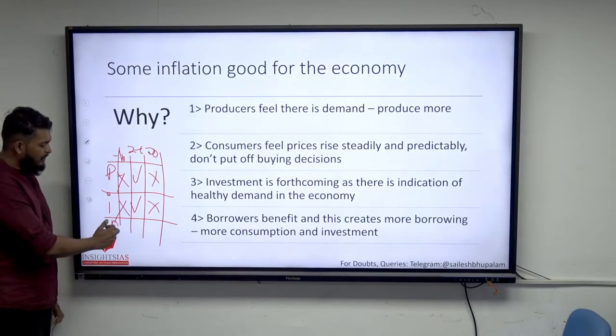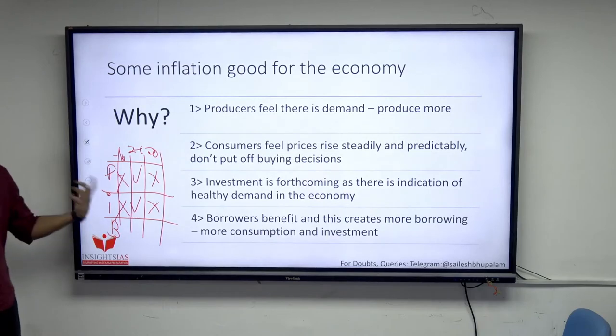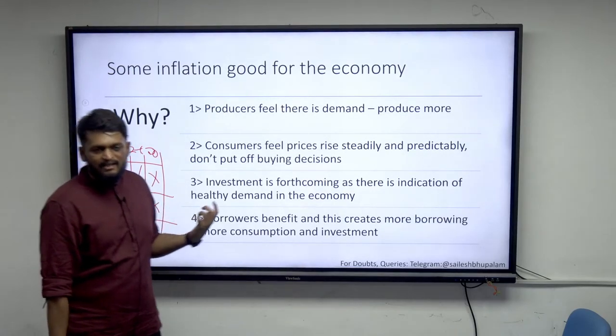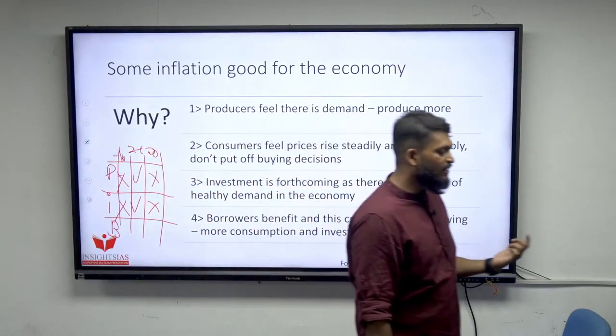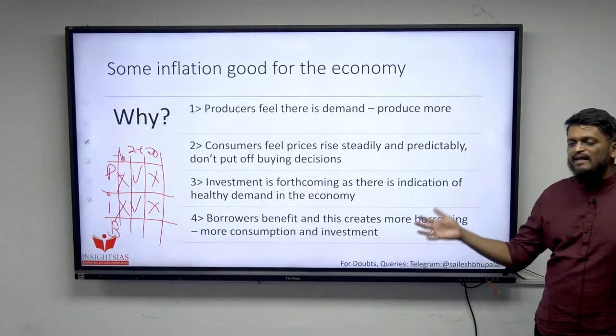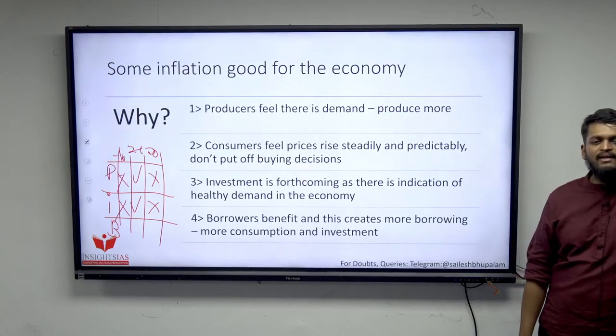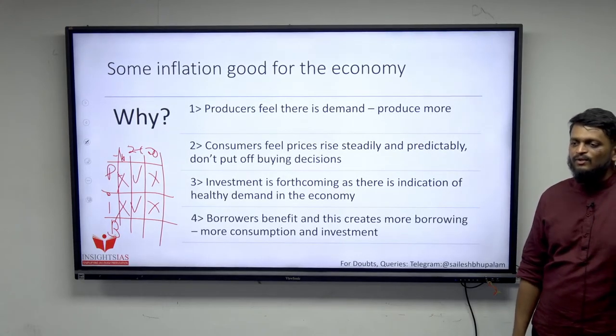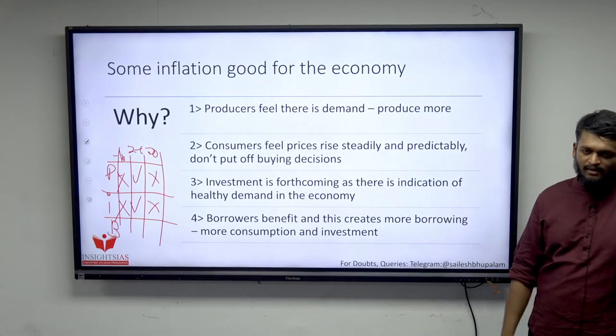Imagine you are a buyer. If inflation is 2 to 6%, imagine your last year salary was 10 lakh and this year you are getting 11 lakh. The car value last year was 10 lakh, and this year it is 11 lakh. You will feel that as my salary increases, the car value also keeps increasing, so there is no point in waiting to buy a car. Whenever you buy, it is the same, so you will buy the car.